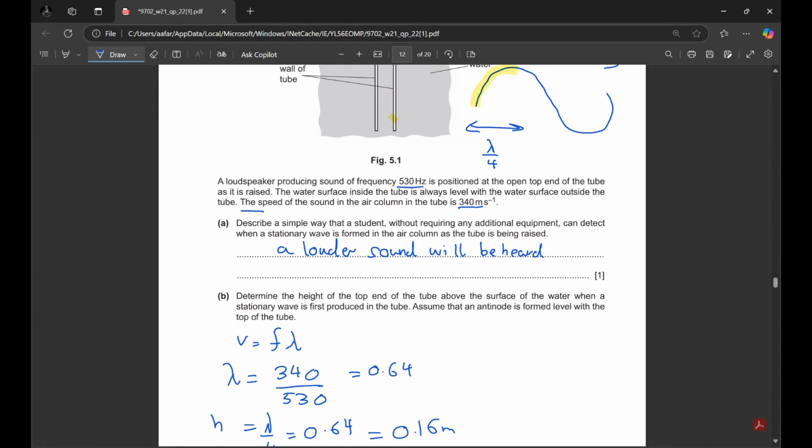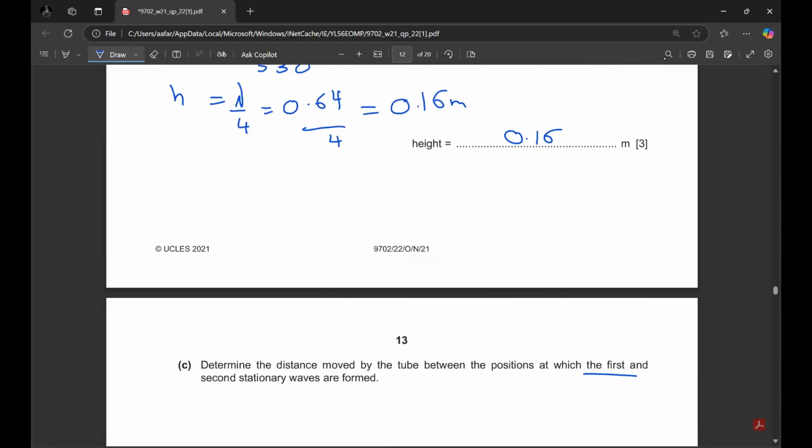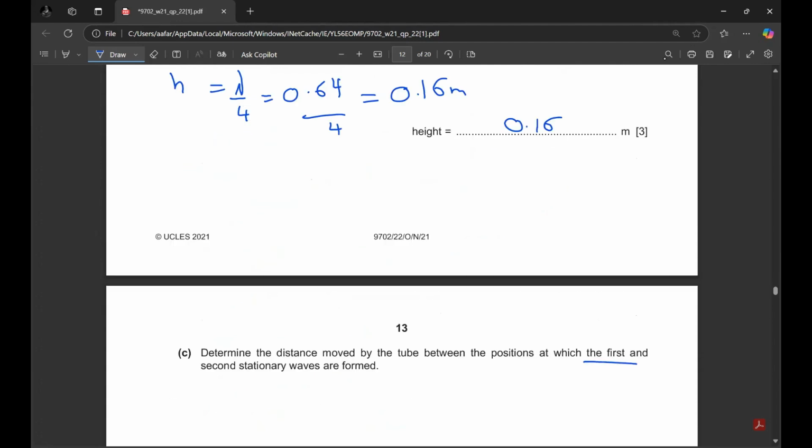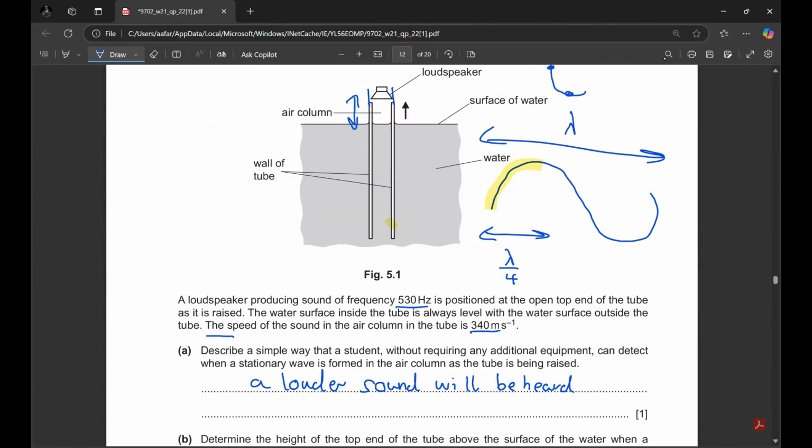That's the height of the speaker. Okay, they've asked us this wave question, stationary wave. Determine the distance moved by the tube between the positions at which the first and second stationary waves are formed.